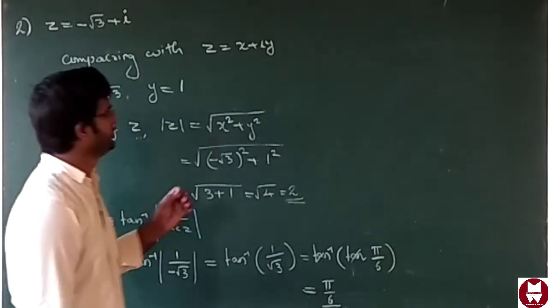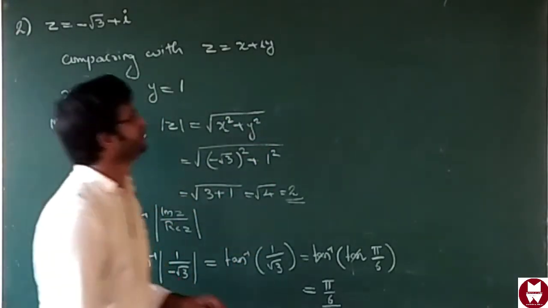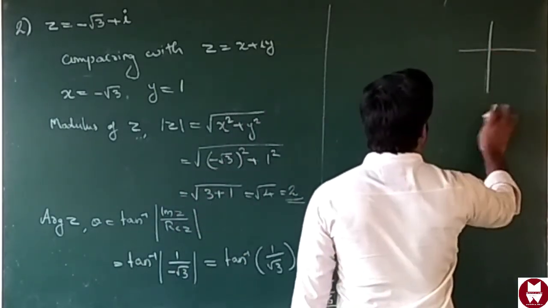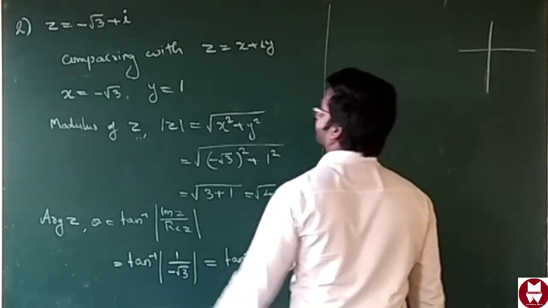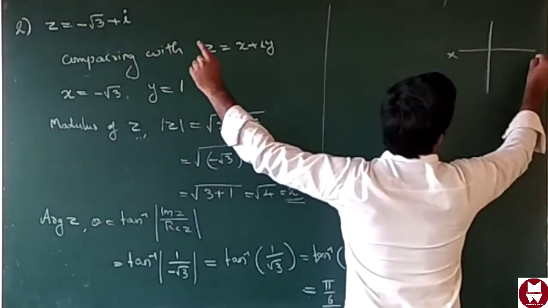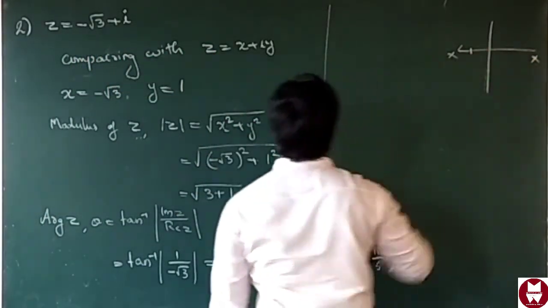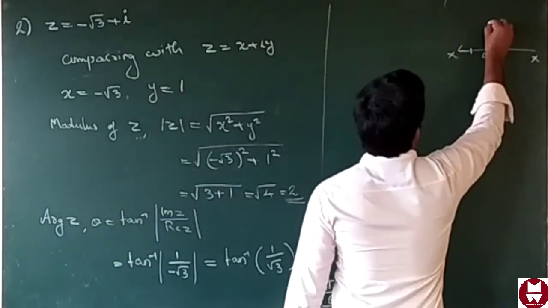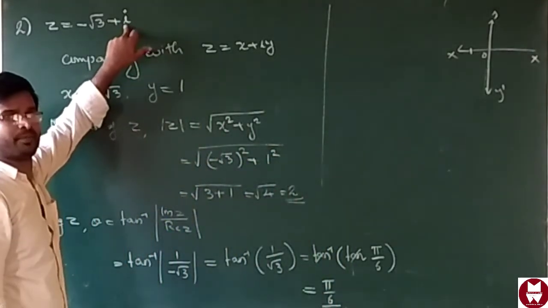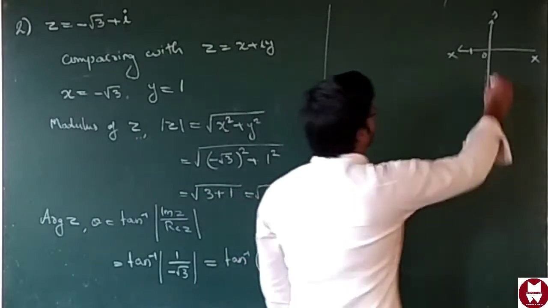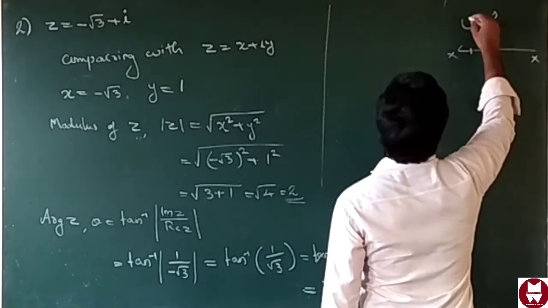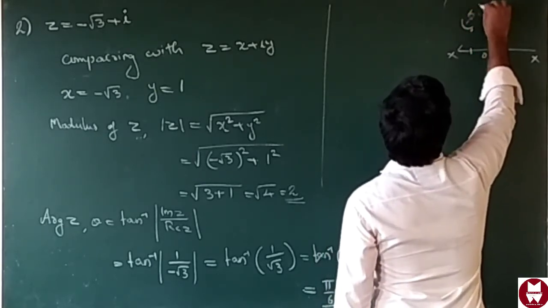Now we have to check in which quadrant this given complex number lies. Let's make a graph, the Argand plane. The x value is negative. Negative means the left side of 0. Then the imaginary part is plus 1. Plus 1 means above 0. In this quadrant, you can write minus root 3 and 1.